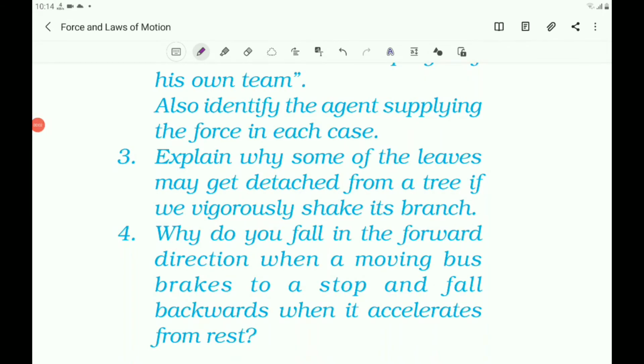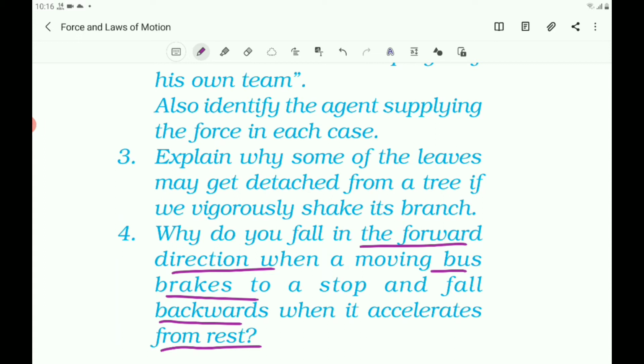Now you take the fourth question. Why do you fall in the forward direction when a moving bus brakes to a stop, and fall backward when it accelerates from rest? Here there are two situations: falling in the forward direction when a moving bus brakes to a stop, and falling in the backward direction when it accelerates from rest. The answer for this question is also, in both situations, inertia.